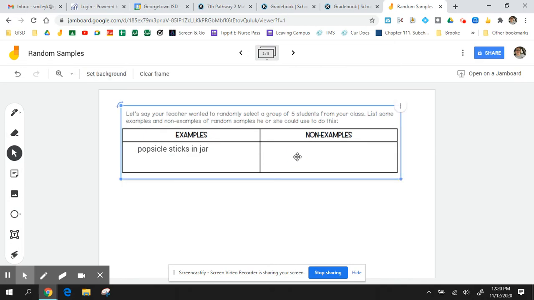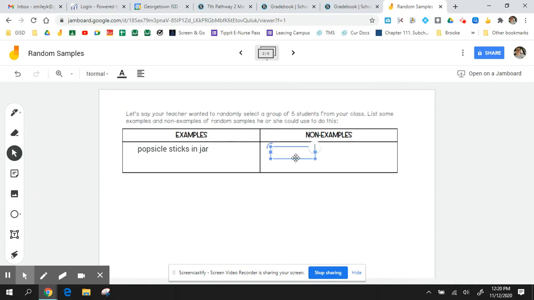A non-example of this would be maybe only the boys' names, and then they chose one or two out of that, using only the boys' names from that class. The reason it is a non-example is because you've already selected a small group instead of giving everyone an equal chance. The big thing about random samples is that it has to be equal for everyone.